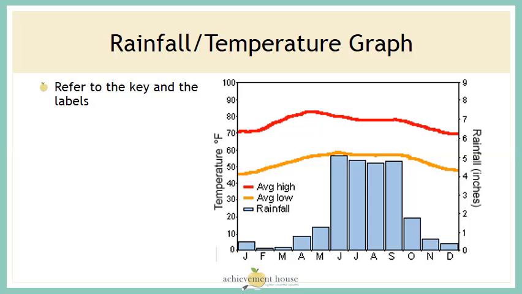When learning about a region's climate, you should look at the rainfall and temperatures. This graph shows us the rainfall and temperatures in Mexico. Refer to the key and the labels to understand what you're reading. The red line shows us the average high temperature by month. The orange line is the average low temperature. And the blue bars show us rainfall in inches by month in Mexico. So you can see February is the least amount of rainfall, and June has the highest rainfall.